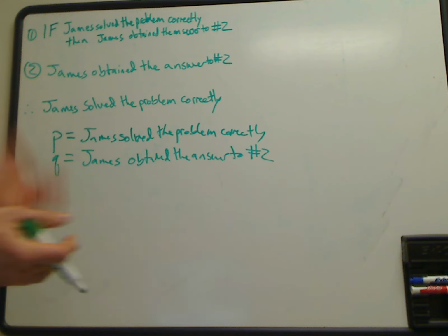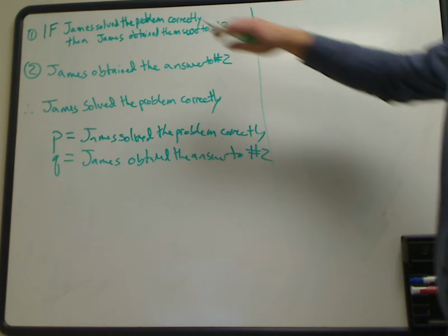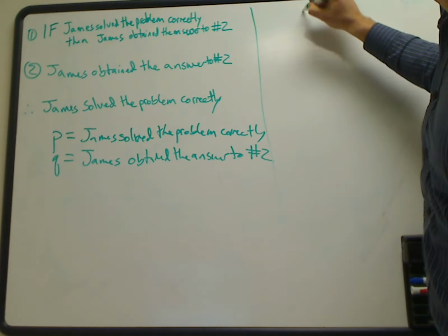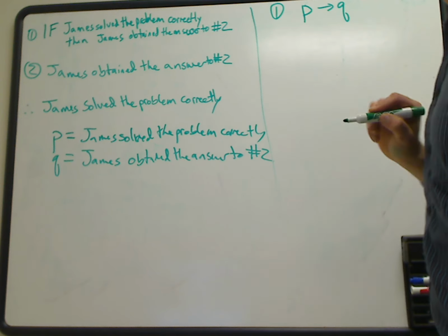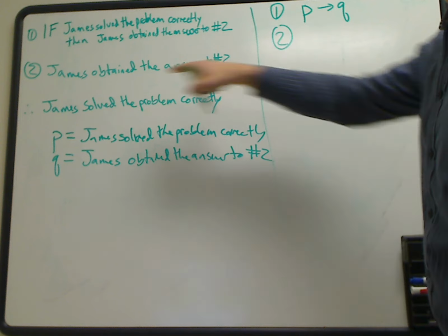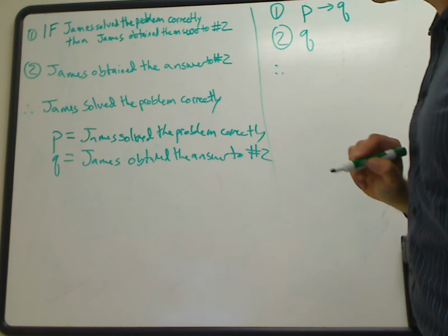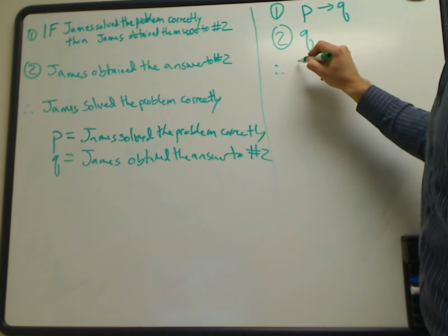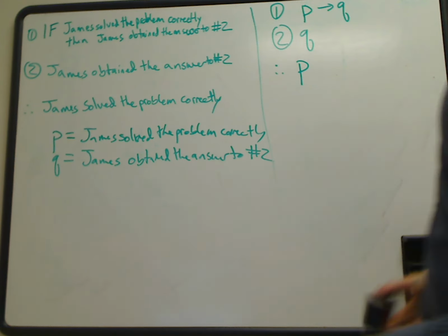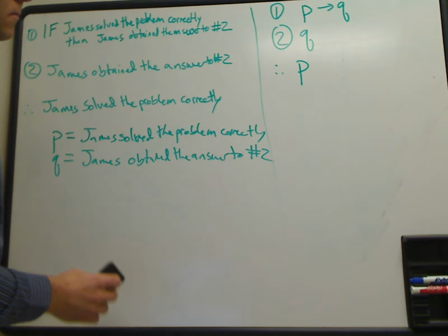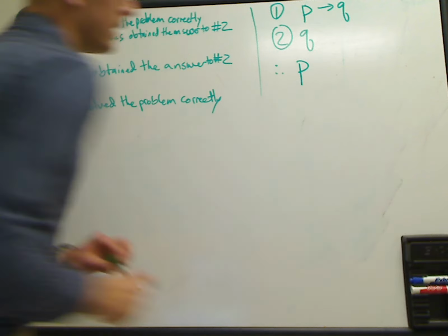So to translate this, then we can come over to this side and rewrite this whole statement. So if James solved the problem correctly, so if P, then Q is our first premise. Our second premise then is James obtained the answer to number 2. That's just Q. Our conclusion is James solved the problem correctly. So that's just P. Now this is a relatively simple argument, but let's go ahead and make a truth table to simplify this and analyze whether or not it's a valid argument.